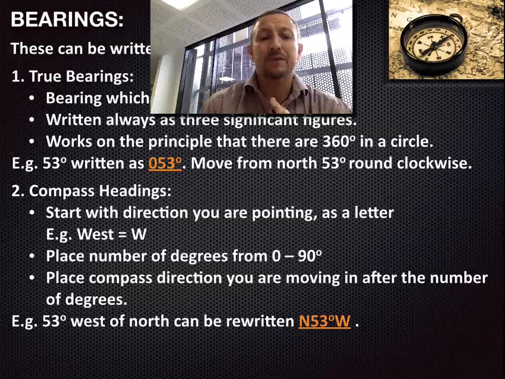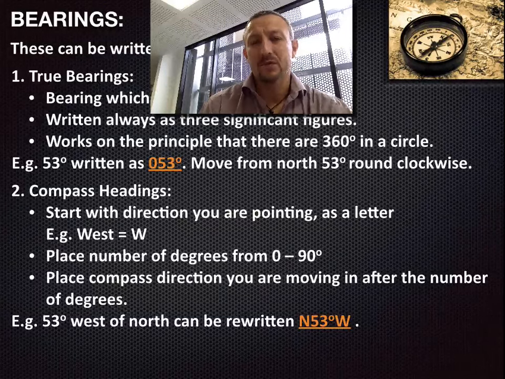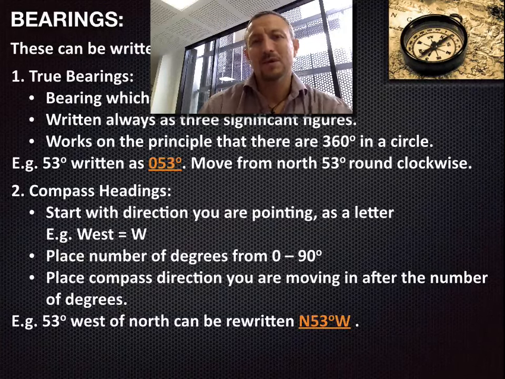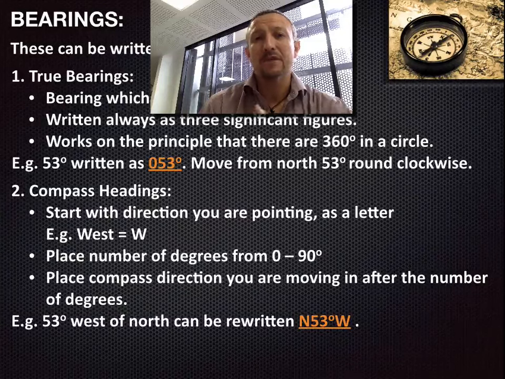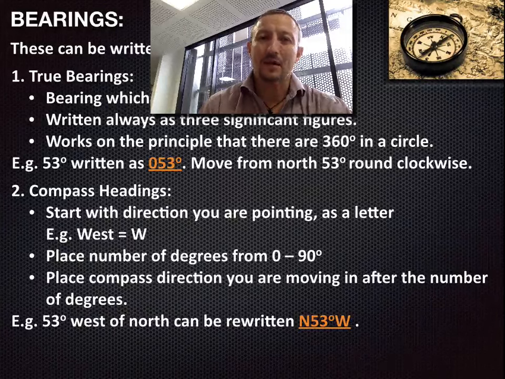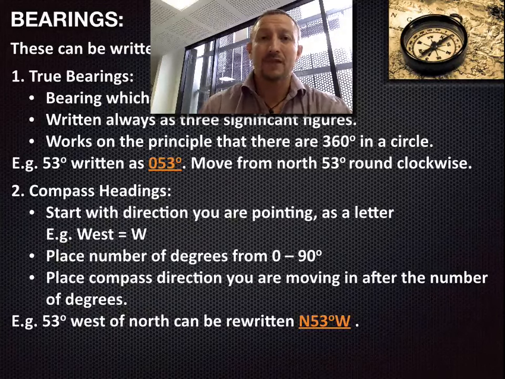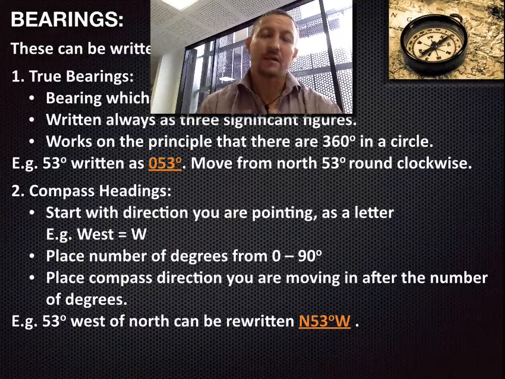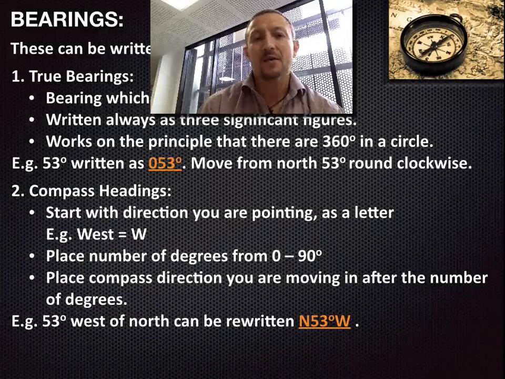So for example, if I've got 53 degrees west of north, that means I start at north. So I put an N to start off with. I move 53 degrees. In this case, it's anti-clockwise, and it's in the westerly direction. So I go 53 degrees west. So I'm moving towards the west, 53 degrees. Okay, well, I hope that makes sense.